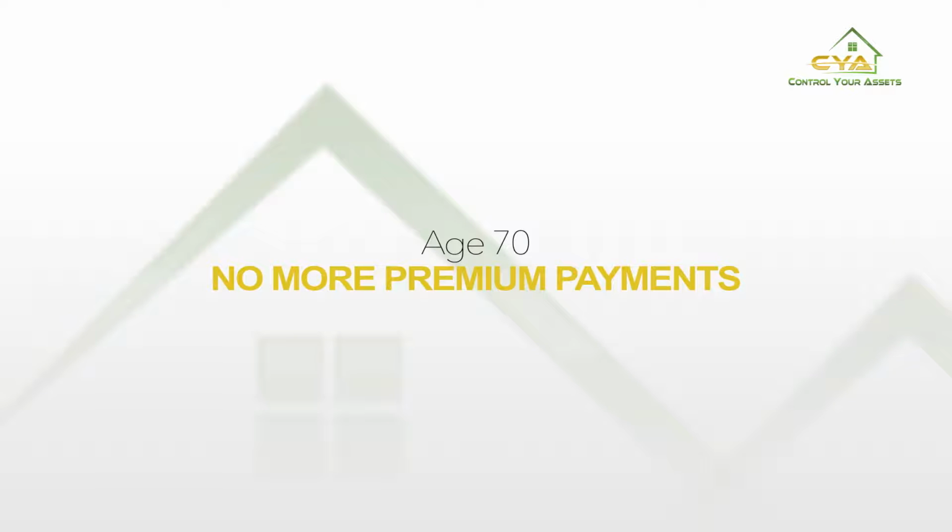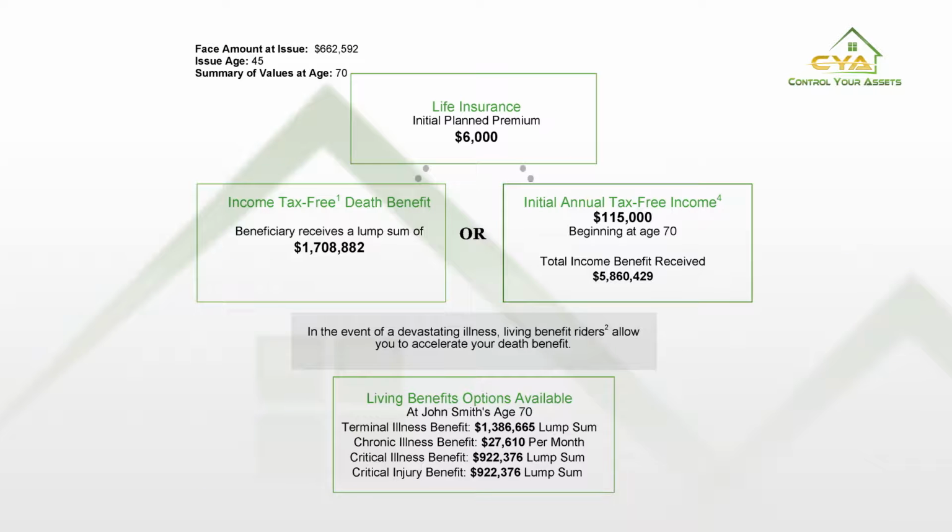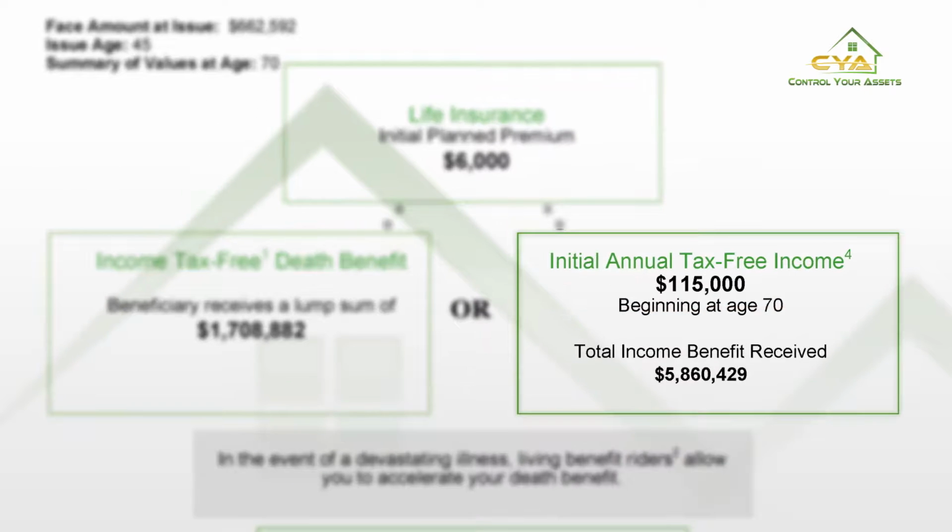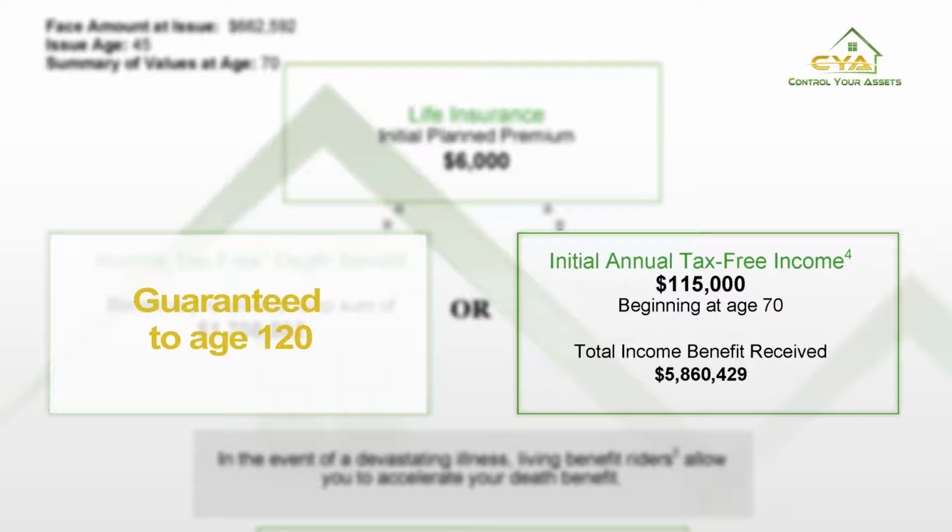At age 70, John will cease any further premium payments to his policy and begin taking his lifetime income of $115,000 per year, tax-free. Let me say that again. At age 70, using the CYA program, John will cease any further premium payments to his policy and begin taking his lifetime income of $115,000 per year, tax-free, up until the age of 120 years old.